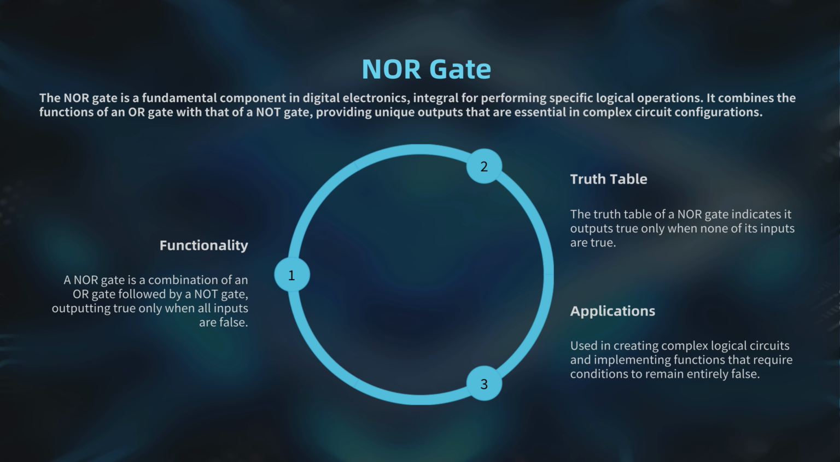Truth table: The truth table of a NOR gate indicates it outputs true only when none of its inputs are true. Functionality: A NOR gate is a combination of an OR gate followed by a NOT gate, outputting true only when all inputs are false. Applications: Used in creating complex logical circuits and implementing functions that require conditions to remain entirely false.